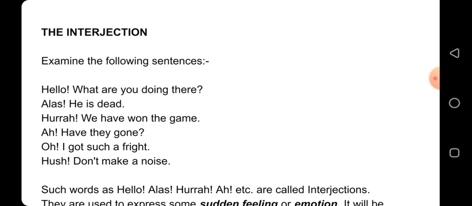before going to define interjection, here we have a few examples. All right. So the first sentence is, "Hello, what are you doing there?" Second one is, "Alas, he's dead." Third one is, "Hooray, we have won the game." "Ah, have they gone?" "Oh, I got such a fright." "Hush, don't make a noise." So, can you feel something in these sentences?